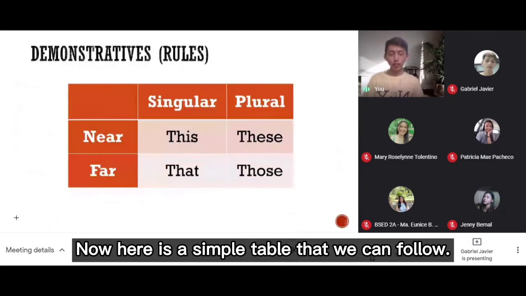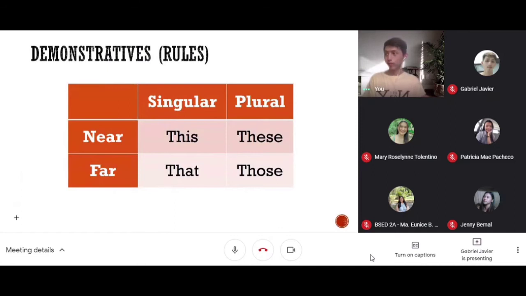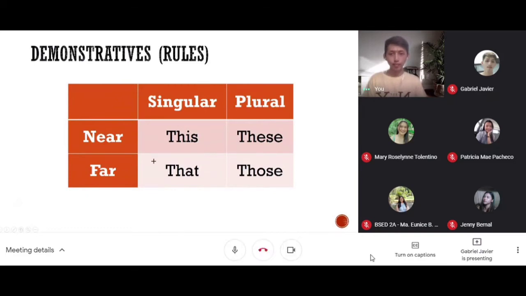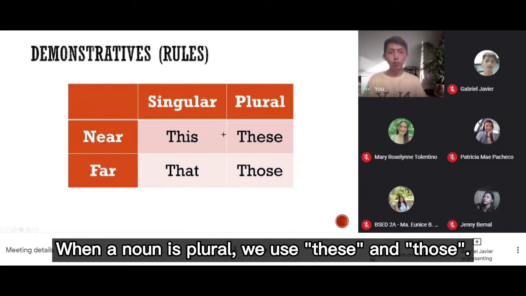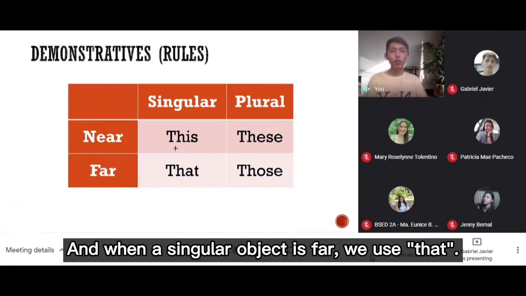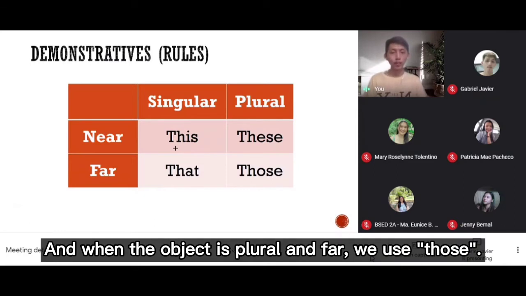Now, here is a simple table that we can follow. When a noun is singular, we use this and that. When a noun is plural, we use these and those. And when the object is near, we say this or these. And when an object is far, we use that. And when the object is plural and far, we use those.